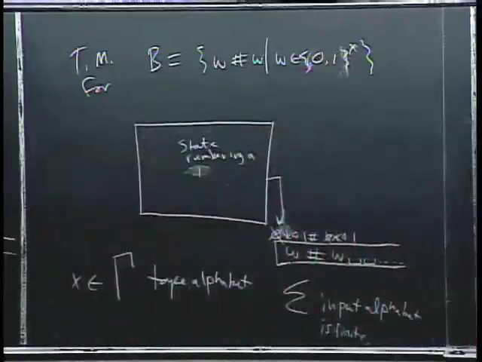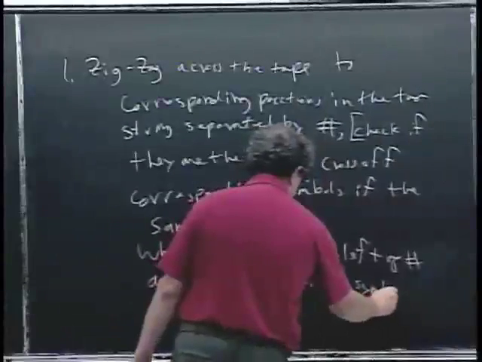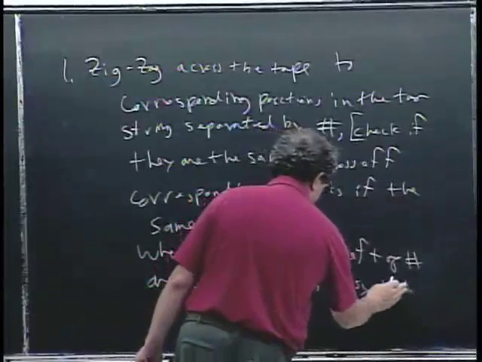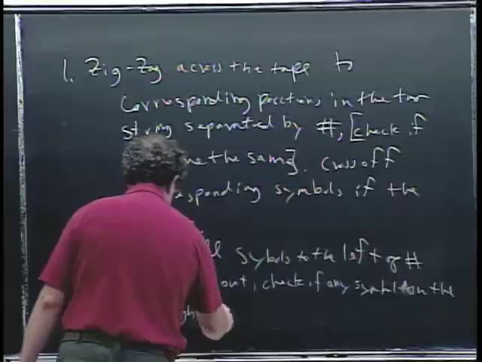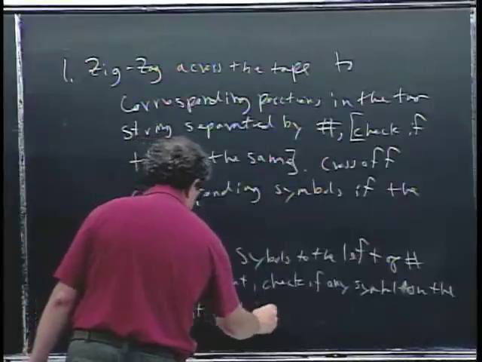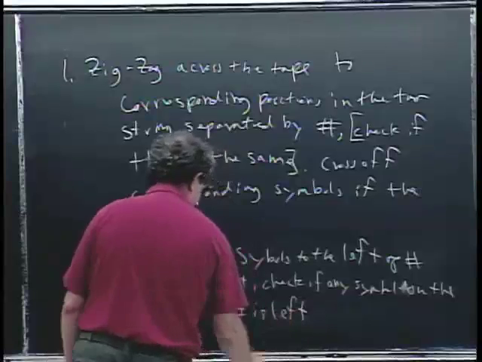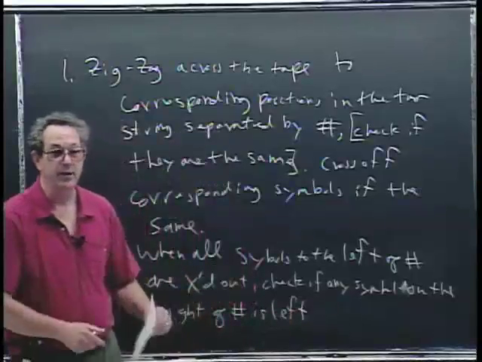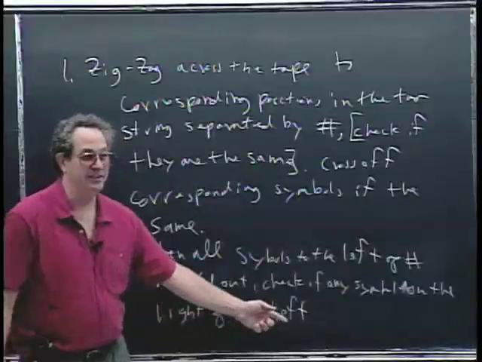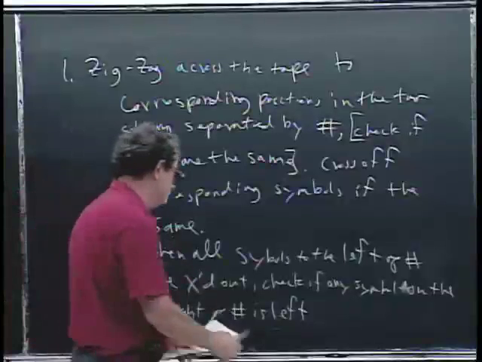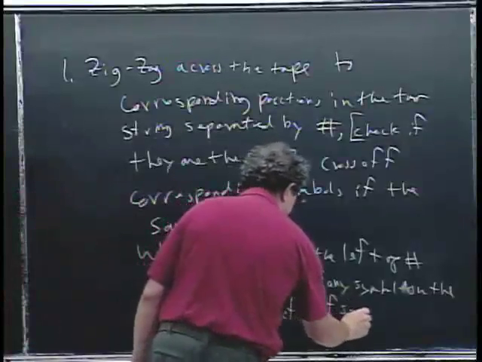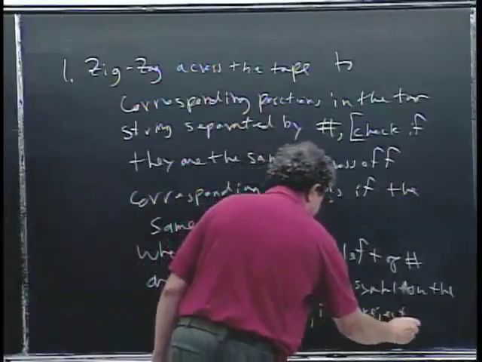When all the symbols to the left are X'd out, check if any symbol on the right of the hash is left. If there is something that's still there, then the two sides weren't equal, and you reject. If so, reject, else accept.